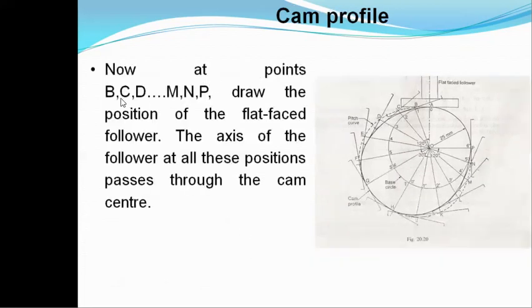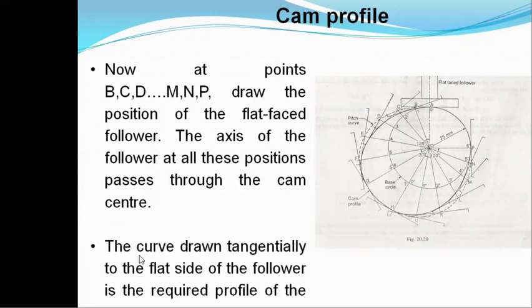And now at points B, C, D up to N, P, draw the position of the flat-faced follower. The axis of the follower at all these positions passes through the cam center. The curve is drawn tangentially to the flat side of the follower. That means for this flat face, the curve tangentially we have to draw. That will give you the required profile of the cam, and complete the profile.